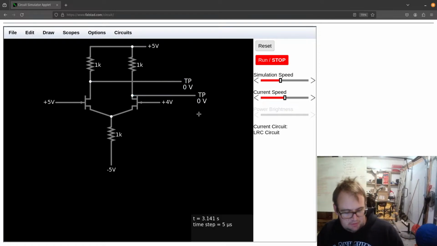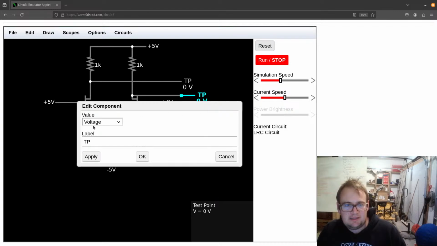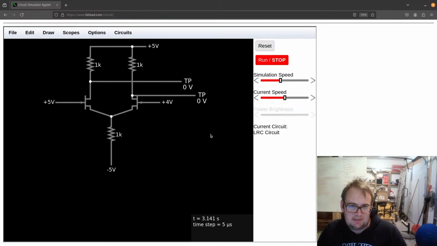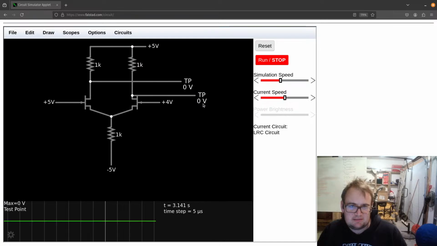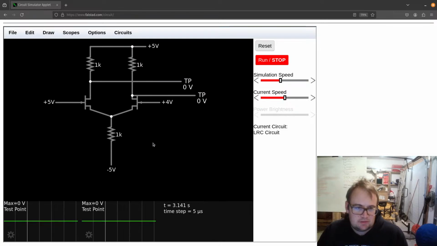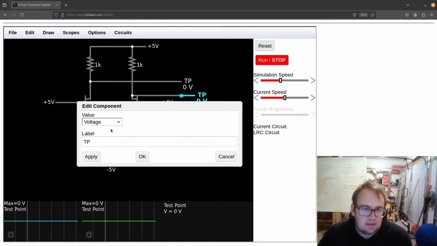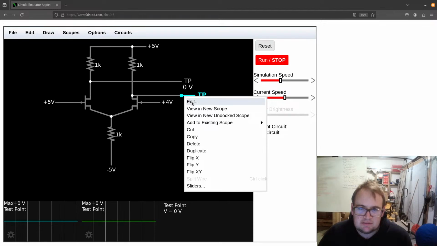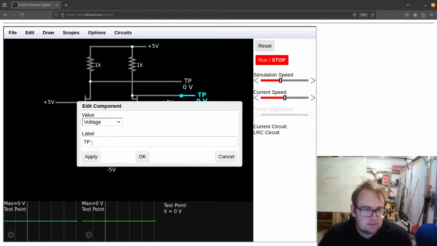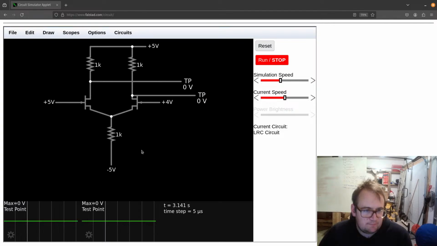So let's put those two. Edit. Oh wait, cancel. We'll just put them both in the scope. View scope. So you see, they're both called the same. How about let's edit, label, cancel. Can I change its name? Voltage test point. Nah, whatever. Okay. Okay, so now we have this.